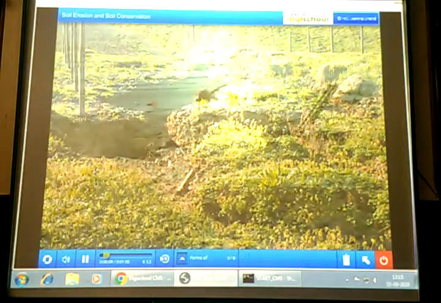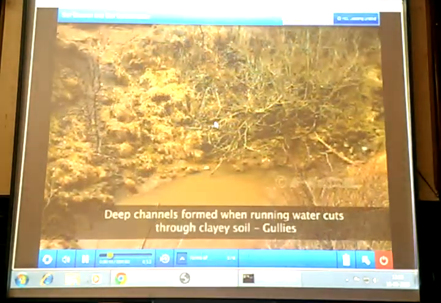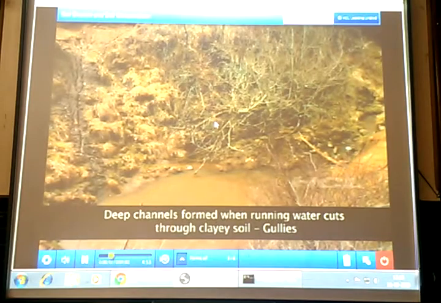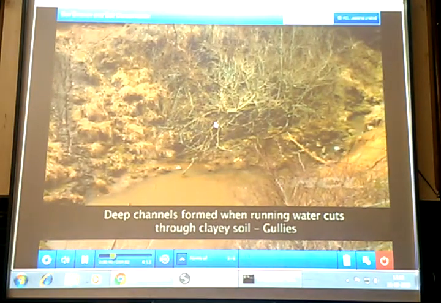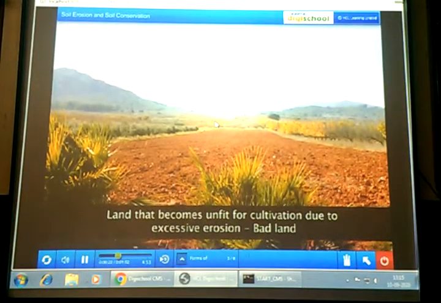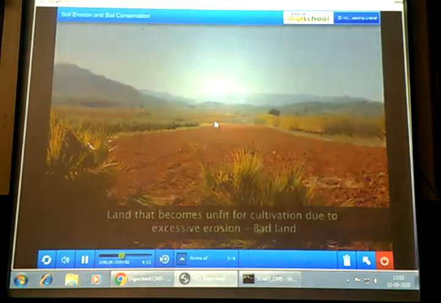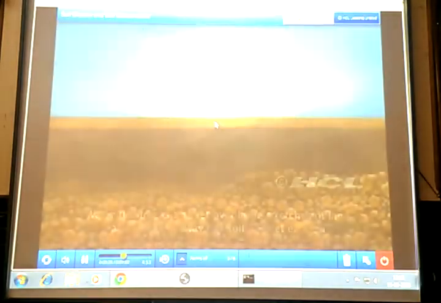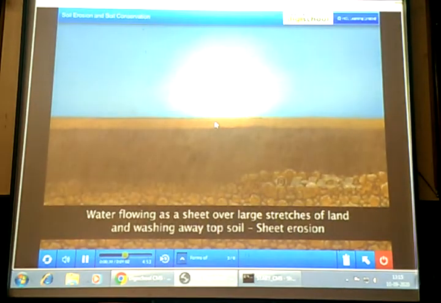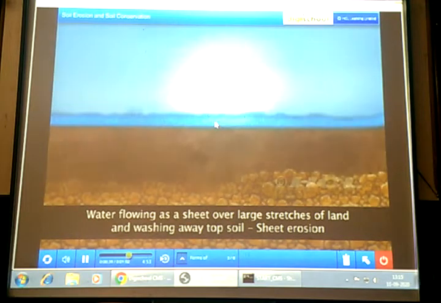Soil erosion can occur in various forms. When running water cuts through clayey soil and makes deep channels, gullies are formed. Land that becomes unfit for cultivation due to excessive erosion is known as bad land. In slopes, when water flows as a sheet over large stretches of land, it washes away the topsoil. This type of erosion is called sheet erosion.